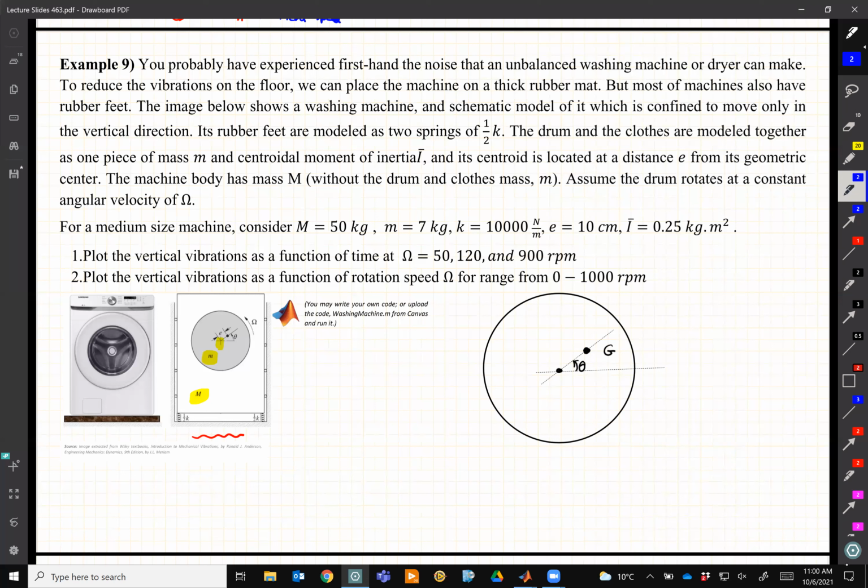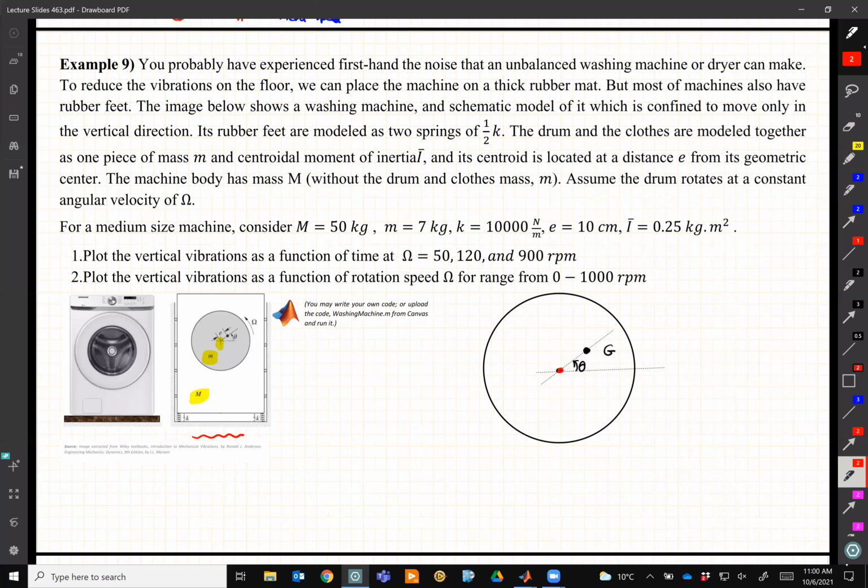Thank you. So let's finish this example from last chapter before we move to the new chapter, which today is going to be about damping. This example, I'm not sure if you had a chance to take a look. Washing machine: ideally, when we put the clothes and everything in, we wish that the center of mass of everything, the drum, the clothes and everything, would be at the center of rotation.